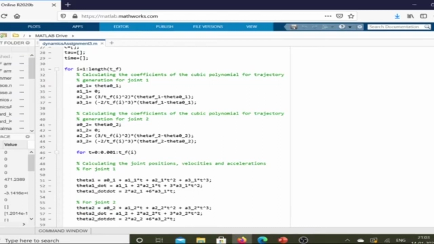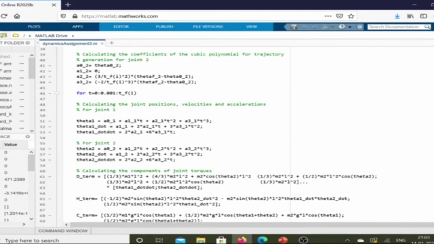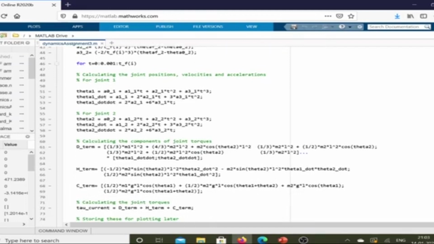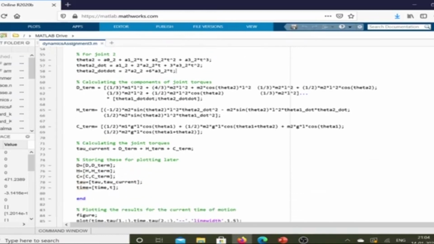Now, using this, we get the equation of the polynomial. Once we get the equation of the polynomial, we have to find the position, velocity, and acceleration. So this is calculating the joint position, velocity, and accelerations for joint 1. Theta 1 is the full equation, which is equal to A0 plus A1 t plus A2 t squared plus A3 t cubed. This is theta 1 dot, the velocity, and this one is theta 1 dot dot, which is the acceleration. This is for joint 1, and this is for joint 2, exactly the same way as we learned in trajectory planning.